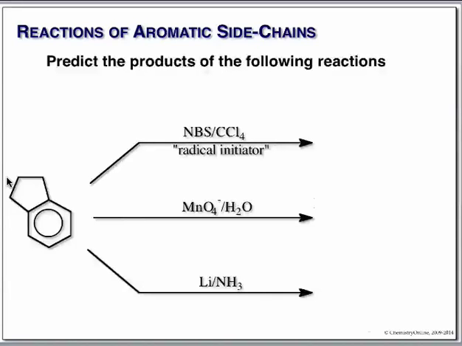All right, so take our compound here and very quickly draw the products for N-bromosuccinimide radical bromination, permanganate oxidation, and Birch reduction.